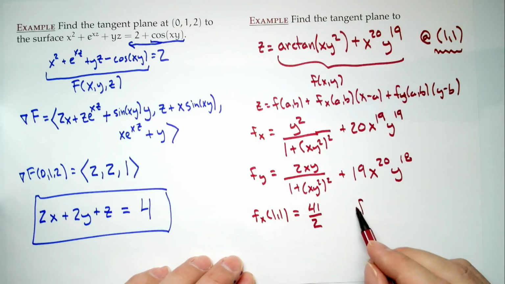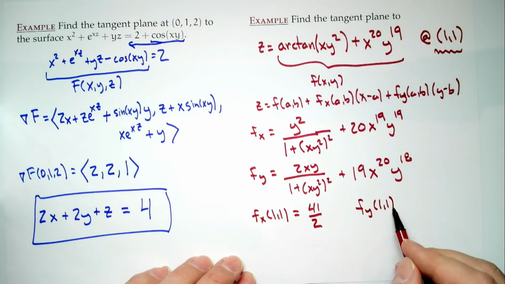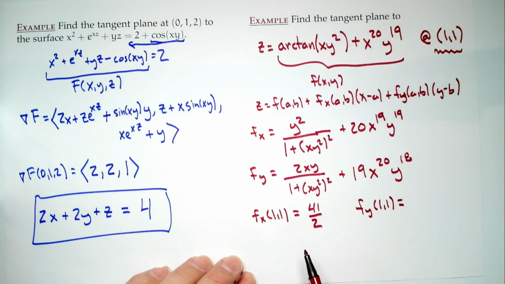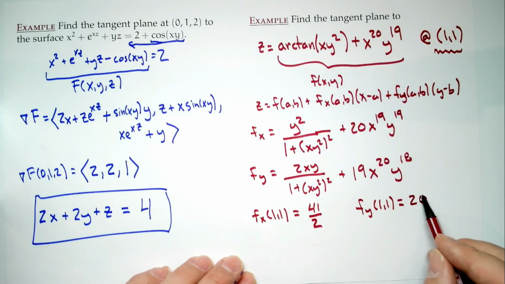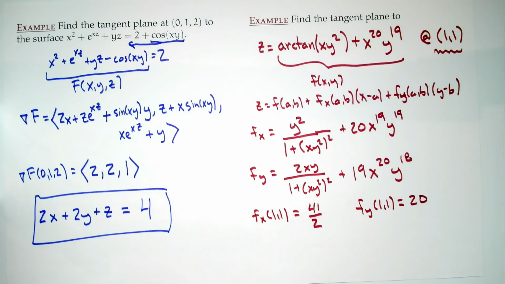F sub y at 1, 1. What will that be? Well, it'll be 2 over 1 plus 1, so it'll be 1 plus 19, so it'll be 20. Or if you like, it's 40 halves.